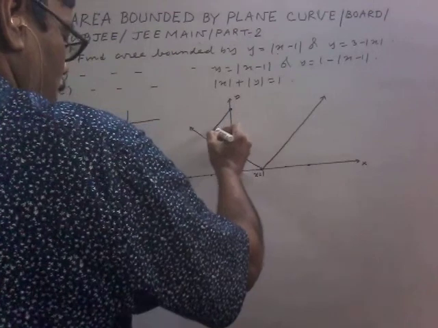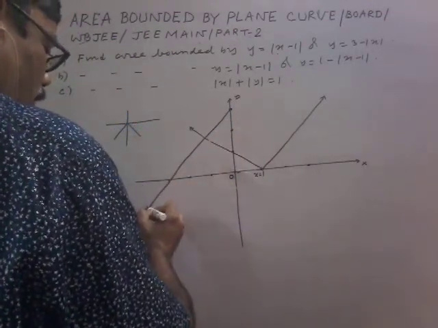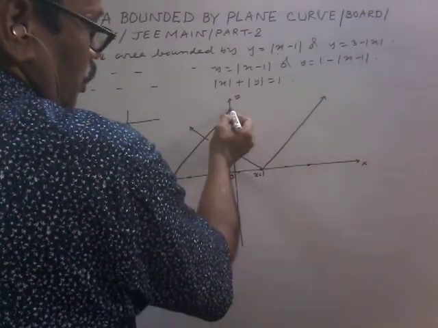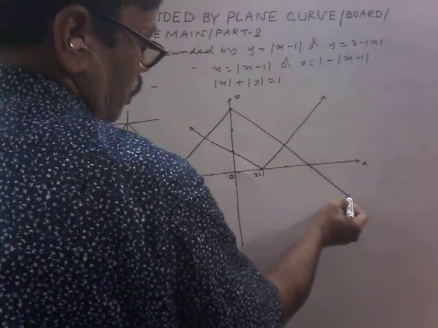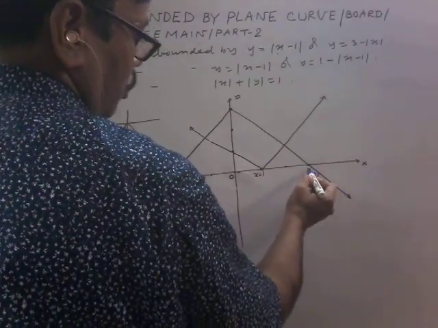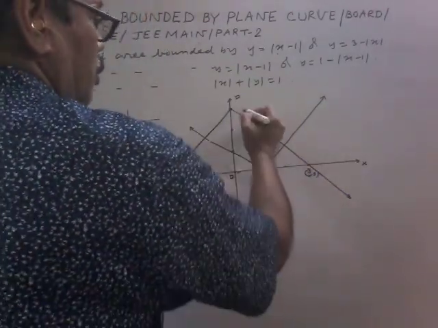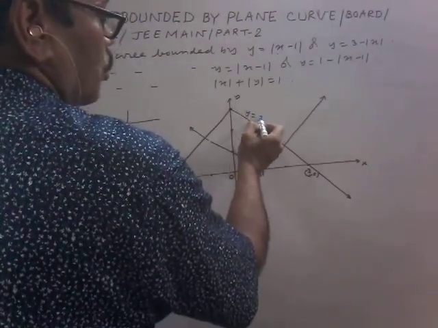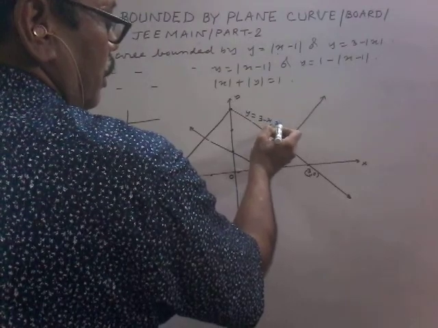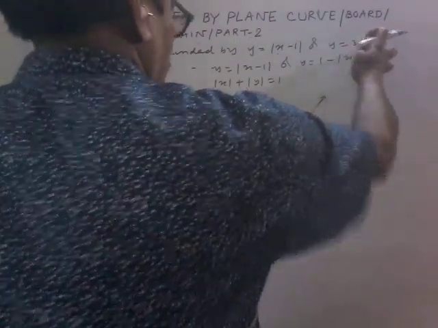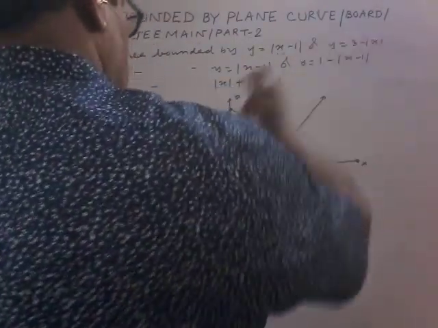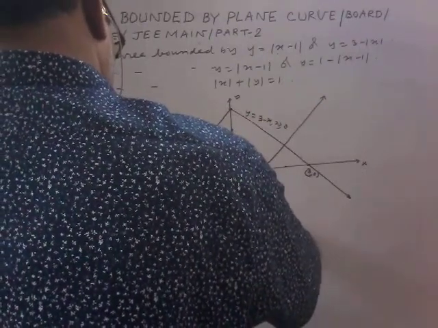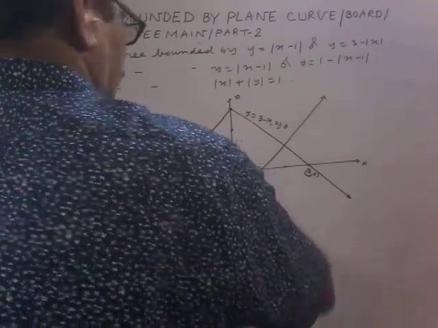So the figure will pass through 3, 0. This is 3, 0. So this is 3 minus mod x. So y equals 3 minus x, for x greater than or equal to 0. And for x less than 0, y equals 3 plus x.